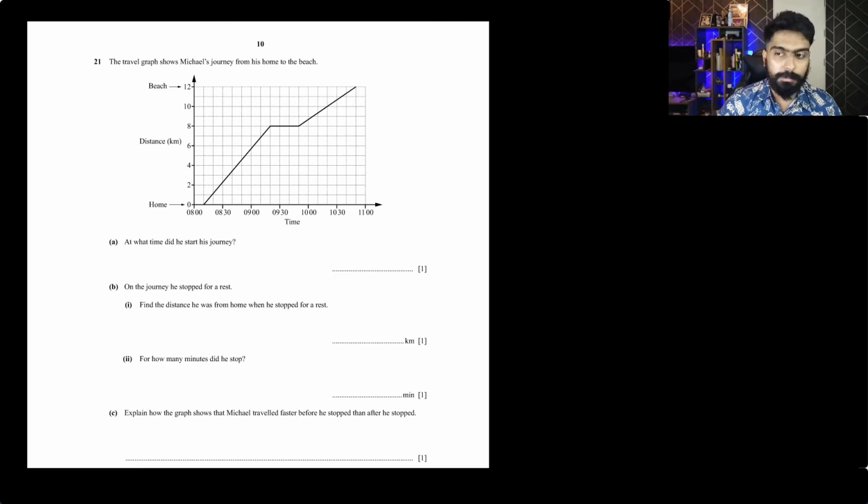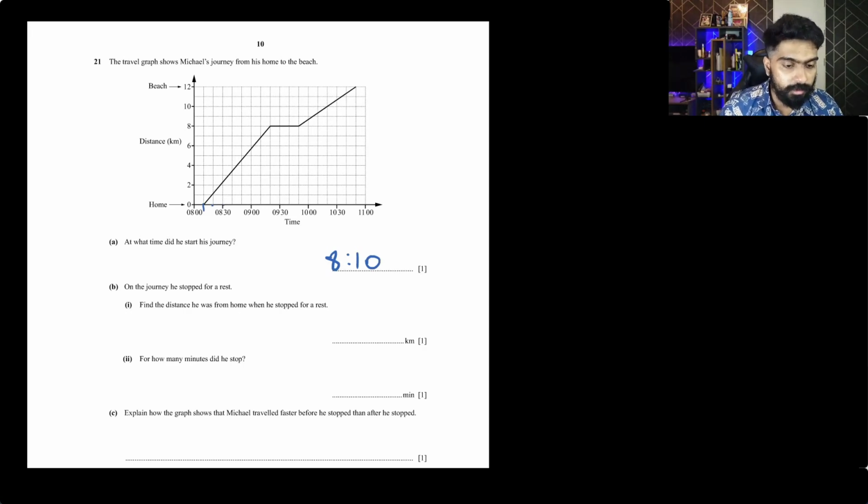So at what time did he start the journey? As we can see here, he started at 8:10, right here. So this is 8, so 8:10, 8:20 and 8:30. So he started at 8:10, right, guys? On the journey, he stopped for a rest.